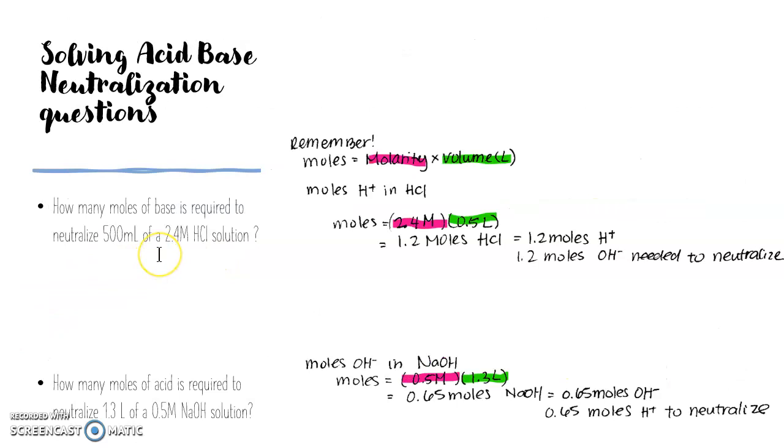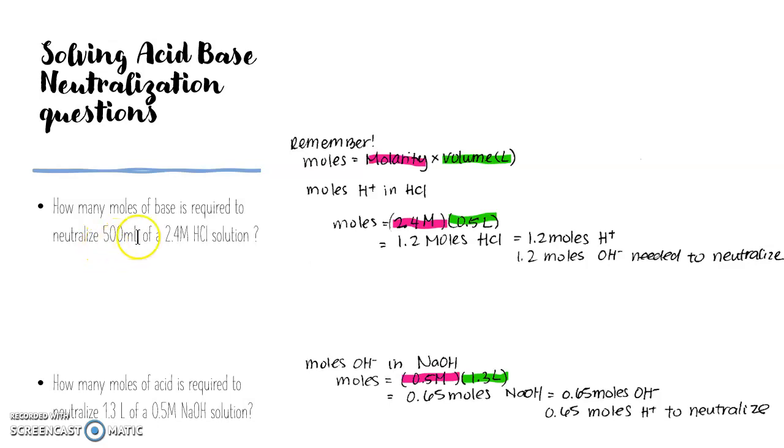So let's look at some of the calculations you could be doing. We're going to start off with something basic. So this one just gets at the idea if you need to neutralize an acid and a base, you have to have the same number of moles. Okay, so that's what these questions are going for. So we'll look at the first question. How many moles of base is required to neutralize 500 milliliters of a 2.4 molar hydrochloric acid solution?